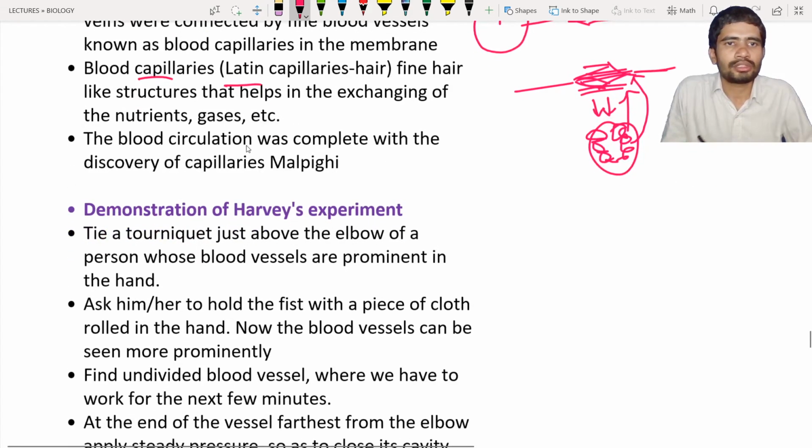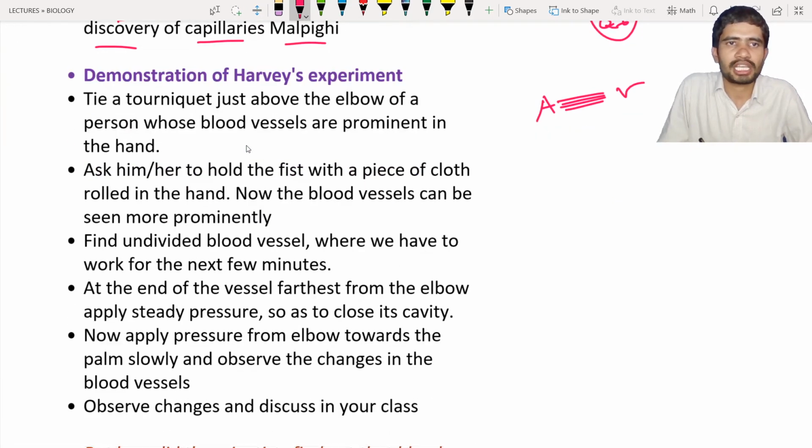So here you can say that the blood circulation was completed with the discovery of the capillaries by Malpighi. Before that, people were very confused about the arteries, veins, and how they are joined. But with the discovery of Malpighi, they came to know that there is a connection between the arteries and veins. Hence these blood capillaries complete the connection between the arteries and veins. Now people are clear about arteries and veins and how they are connected with blood capillaries and so on. So next, the demonstration of Harvey's experiment.